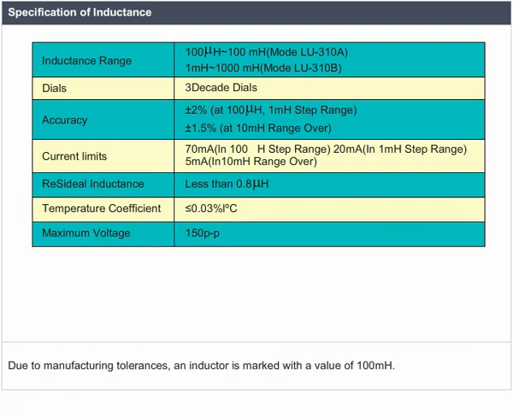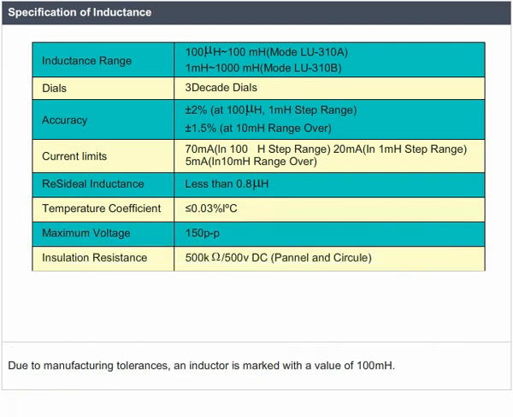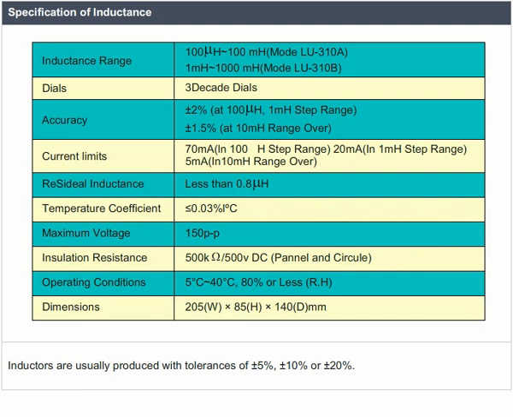Due to manufacturing tolerances, an inductor is marked with a value of 100 mH. Inductors are usually produced with tolerances of plus or minus 5%, plus or minus 10%, or plus or minus 20%.